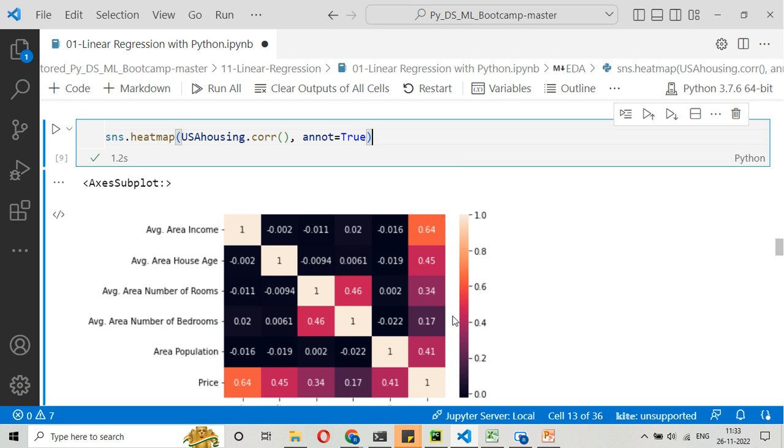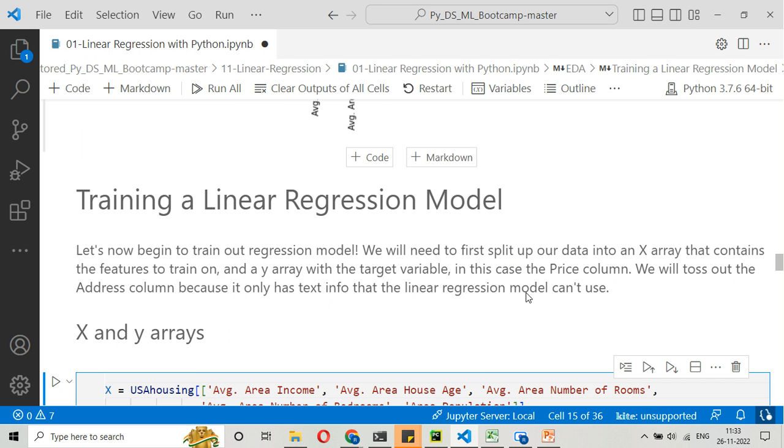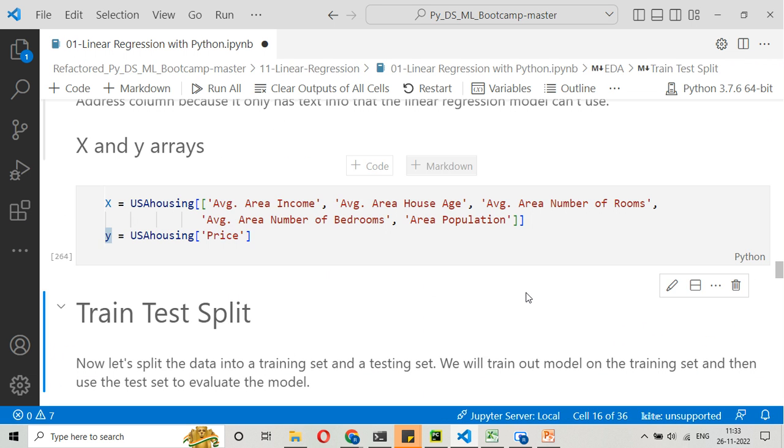So now price is the dependent variable. All four, as of now all five, you can take as independent variables. Let's see how the model prediction works, and then you can play around and remove some of the columns.